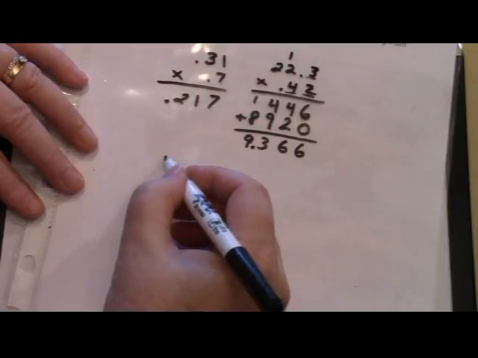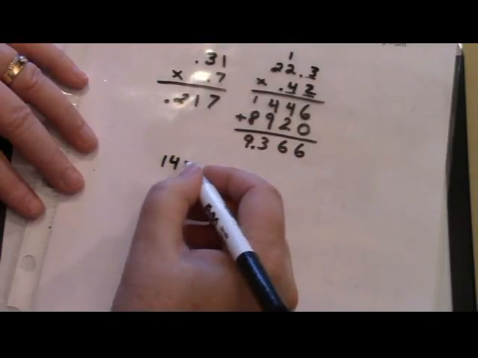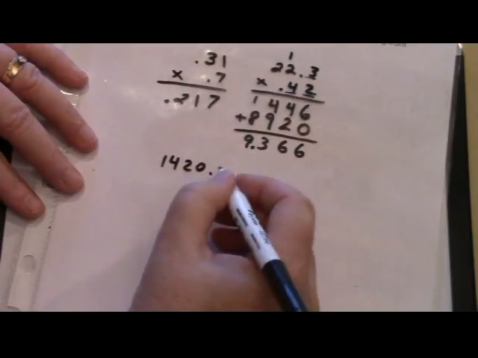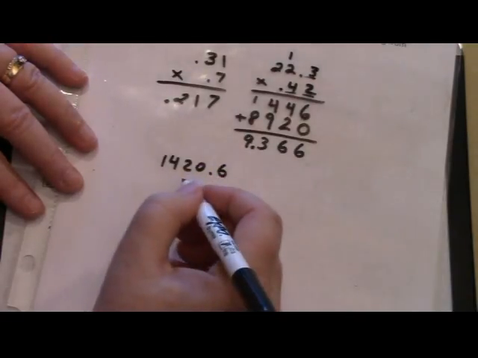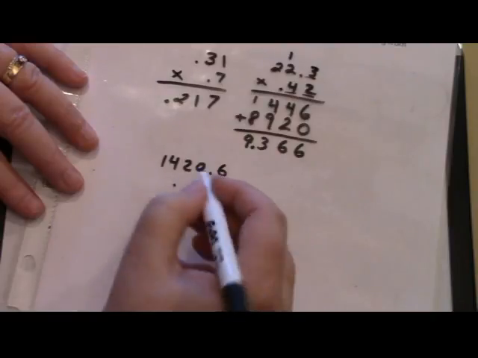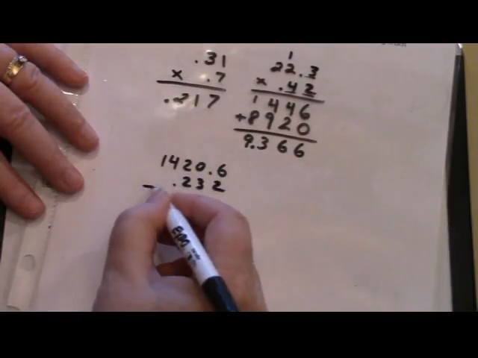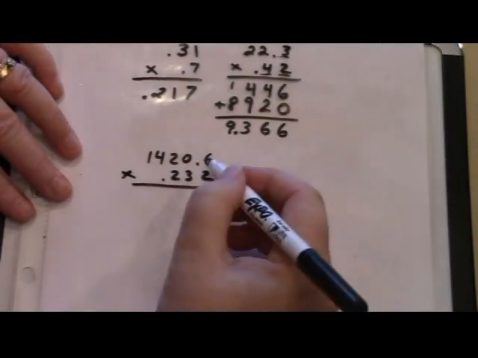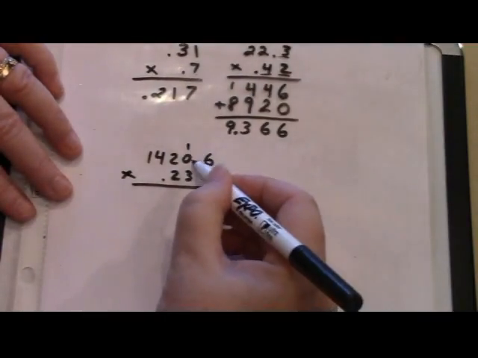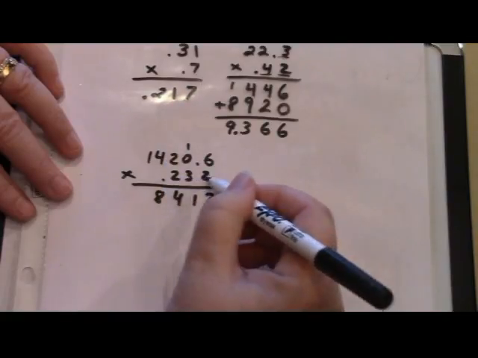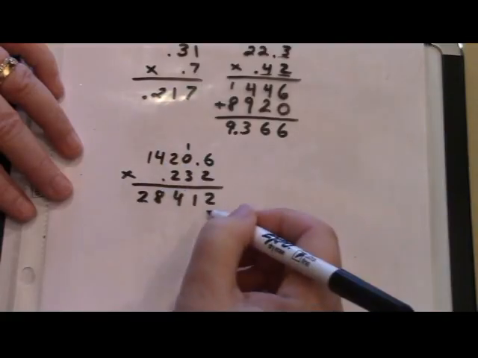How about 1420.6, and let's make it times 0.232. All right. 2 times 6, 12. 2 times 0 plus 1. 2 times 2 is 4. 2 times 4 is 8. 2 times 1 is 2.